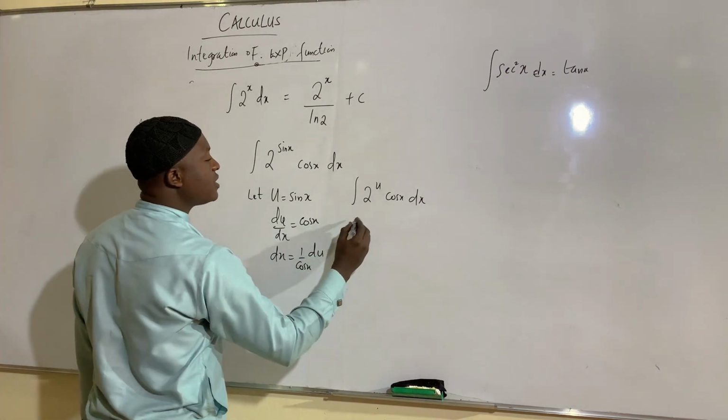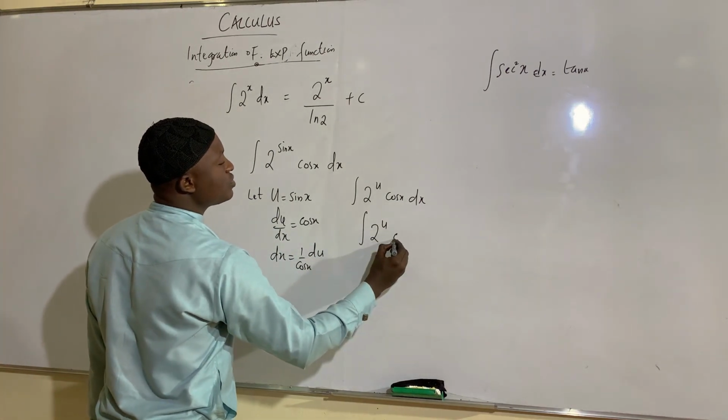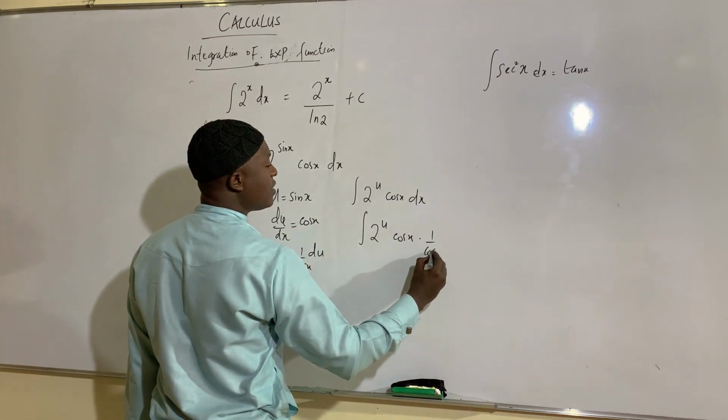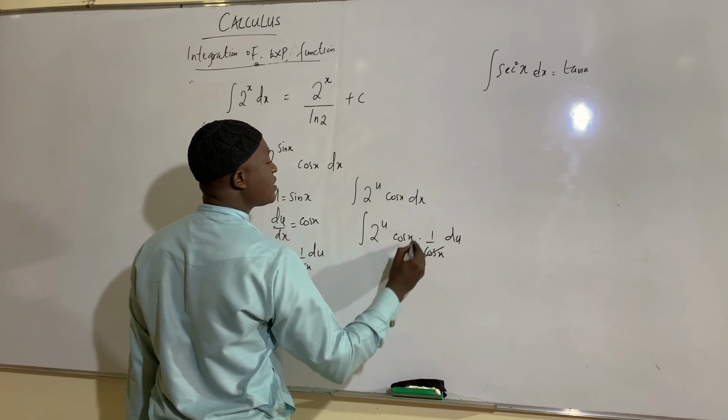So if I put it here, that means that we have the integral of 2 raised to the power of u cos x. Our dx is this, so that is 1 over cos x du. So this can cancel this.